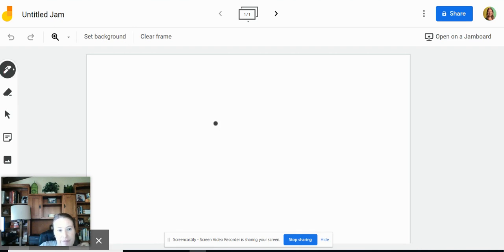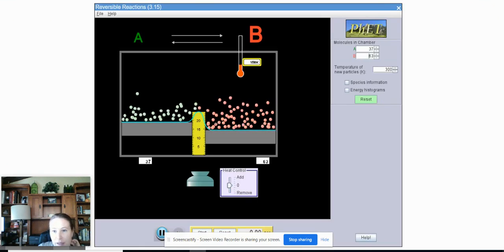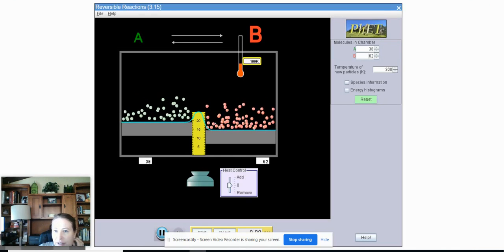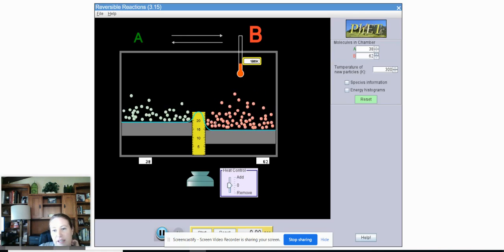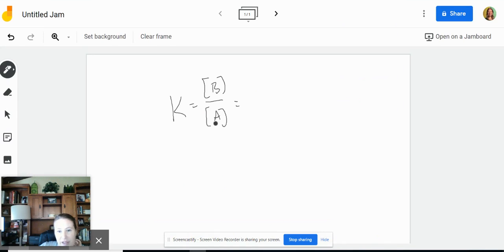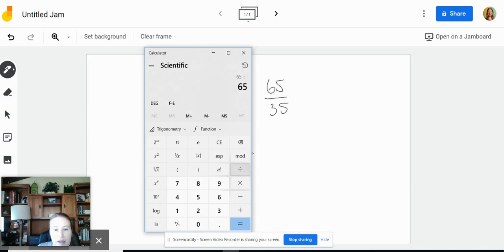So K is B over A for that reaction in my simulation. And I said we had 60, does it go back to 65? I'm going to say it will eventually return to 65, 35. So 65 is my B, 65. If it's not exactly these numbers, it's pretty dang close. Okay, 65. Since the coefficients are both 1, we don't have to raise it to any exponent.